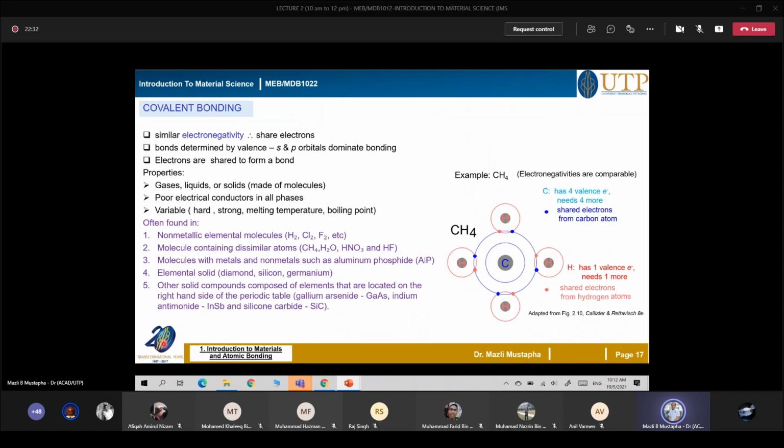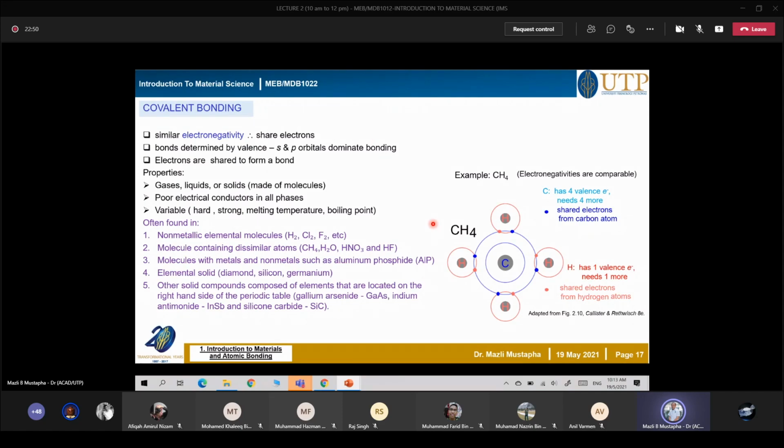Okay, and this is the covalent bonding. Covalent bonding is about the sharing of electrons. I mean sharing the electron. Let's say this one should have a similar electronegativity because we want to share electrons. A bond determined by the valence s and p orbitals.